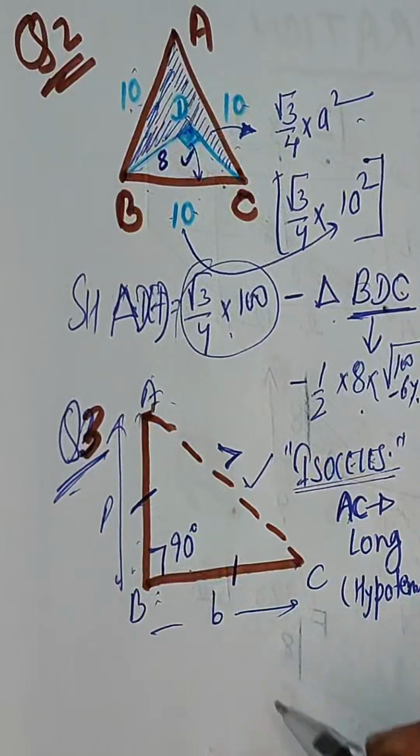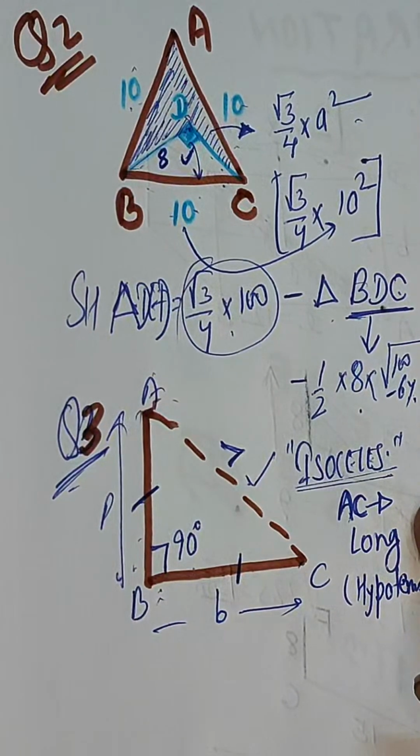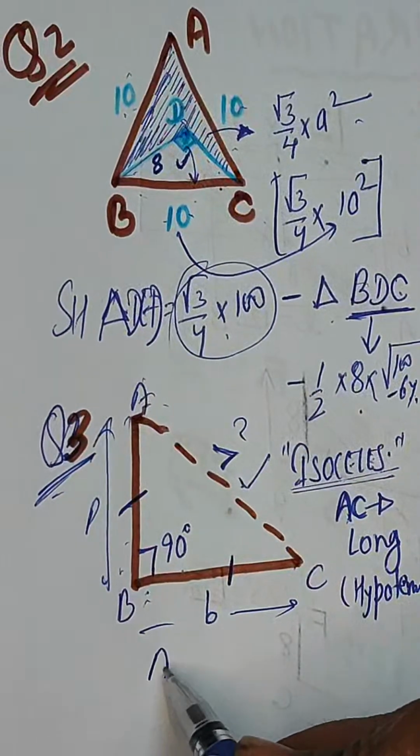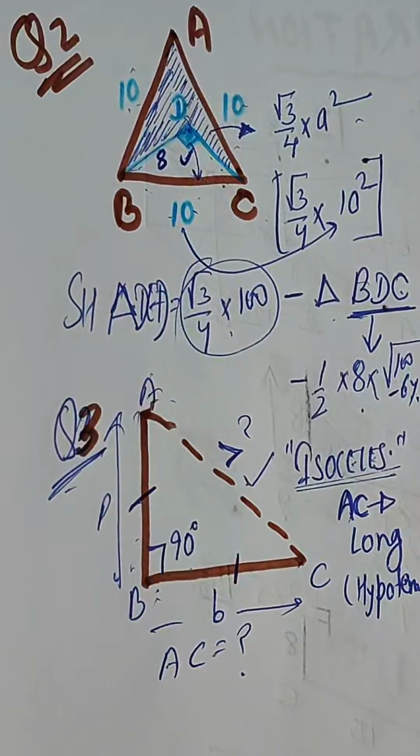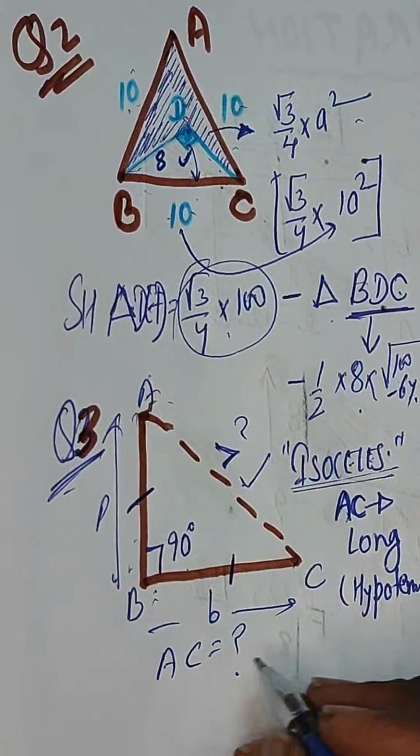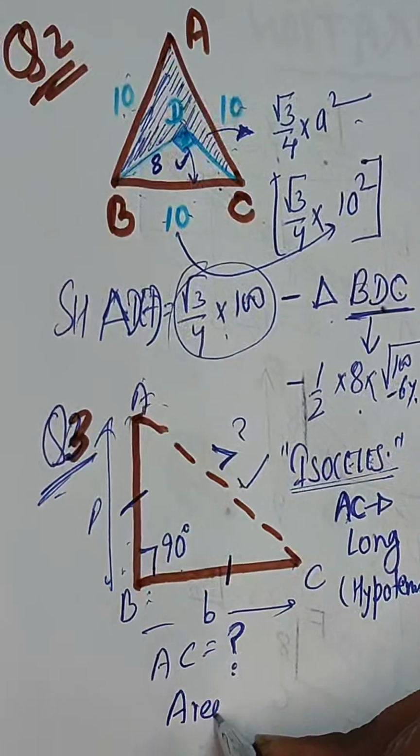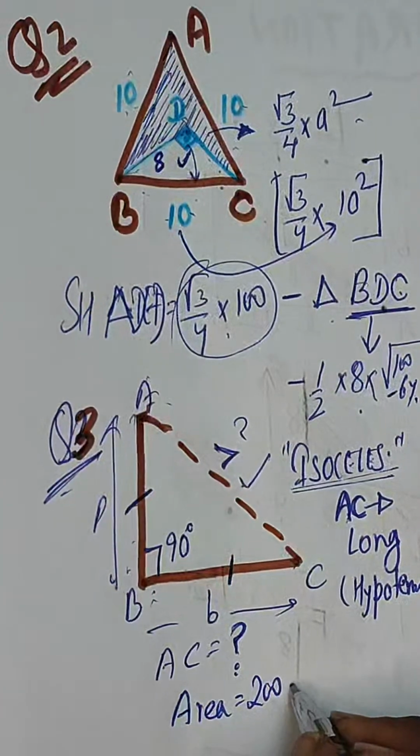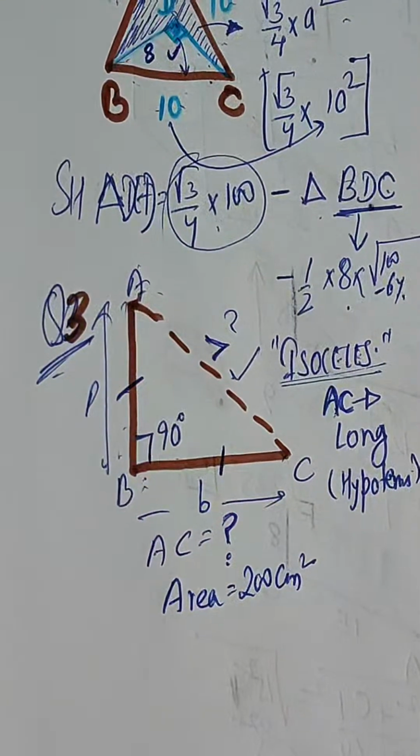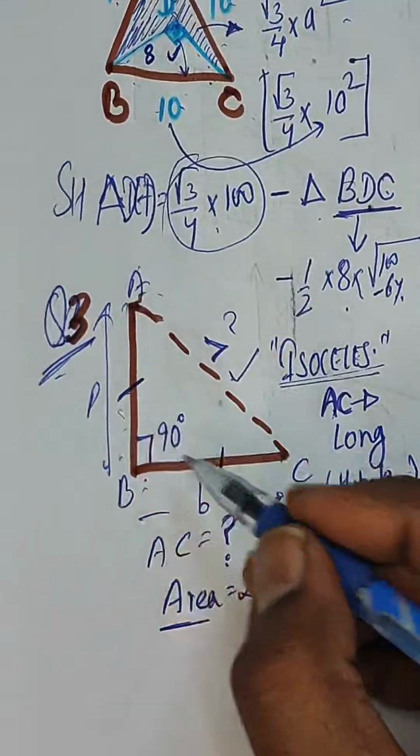Now from here, it's given that we need to find the length of the hypotenuse of the right angle triangle. So we need to calculate the length of the hypotenuse if the area of the triangle is 200 centimeters square, right? The area of the triangle is given to you as 200 centimeter square. So my dear friends, if this is the question in front of you, the area of the triangle is 200, right? And this is isosceles.